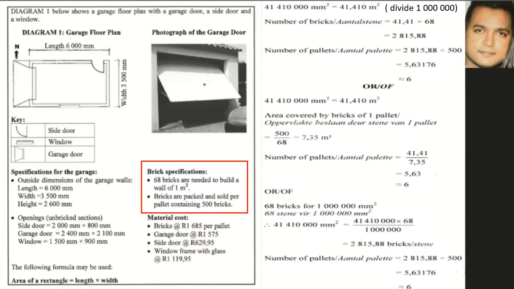Initially in the question we've been given 41,410,000 millimeters squared, but if you read the box you'll notice that it says the first point: 68 bricks are needed to build a wall of 1 meter squared. Now you notice they are working in meters squared, whereas we are given an area in millimeter squared. So the first thing we need to do, as indicated right at the top, is to convert this millimeter squared into meter squared. And how do we do this?